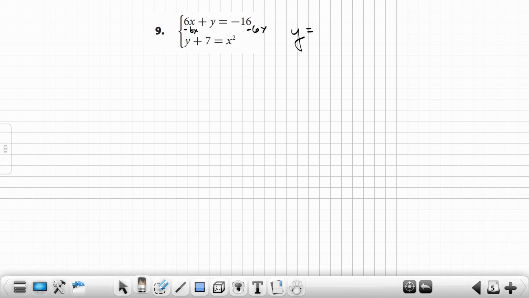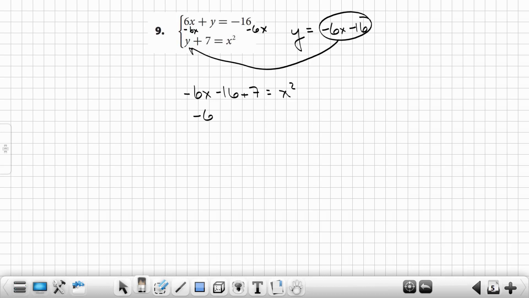So now we've got y equals negative 6x minus 16 when I subtract 6x from both sides. I'm going to take that. I'm going to substitute it in for y. I get negative 6x minus 16 plus 7 equals x squared. Since it's a quadratic, I'm going to make it equal to 0. So first of all, I'm going to combine negative 16 and 7. So I have negative 6x minus 9 equals x squared.